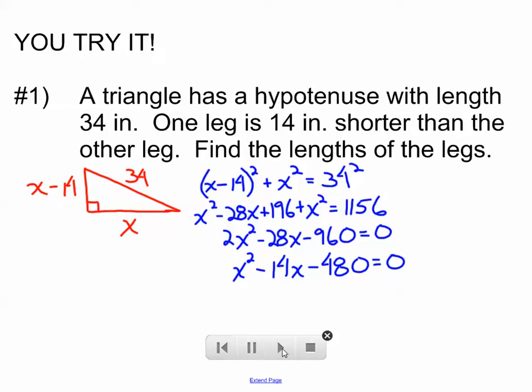But this is factorable. Might take a few minutes to come up with it, but I've done my legwork before doing this problem, and I know that the factors of negative 480 that add up to negative 14 are negative 30 and 16. So the solutions to my equation using the zero product property are 30 and negative 16.